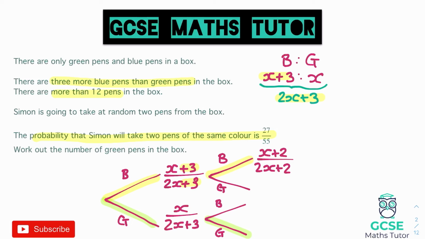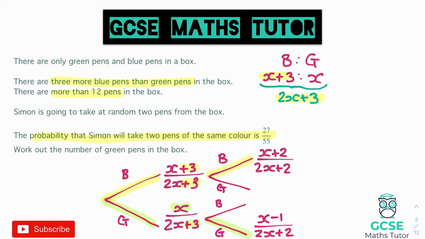So our green numerator is going to reduce, so it's going to go down from x at the moment, and that's going to go down by 1, so x minus 1, and our denominator is going to go down to the plus 2 in that position as well. So we've got x minus 1 over, and that is going to be 2x plus 2. Okay, so what do we need to do now? We need to multiply both of these fractions together.